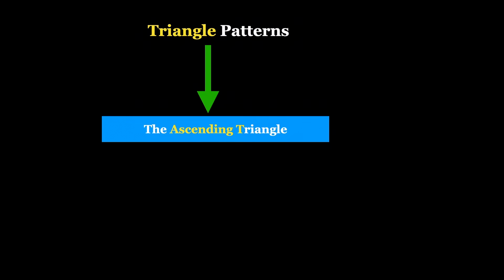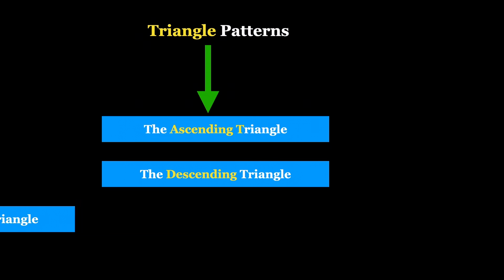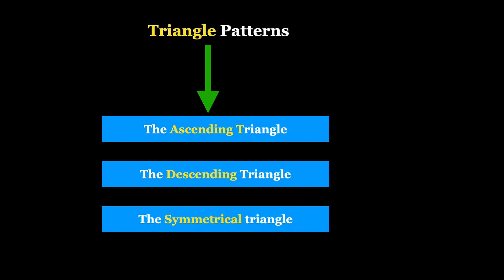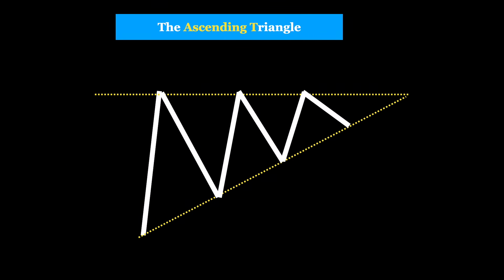Now let's move on to another powerful chart pattern: triangle patterns. There are three main types of triangle patterns in technical analysis: the ascending triangle, the descending triangle, and the symmetrical triangle. Let's start with the ascending triangle. In an uptrend, the ascending triangle typically acts as a continuation pattern.